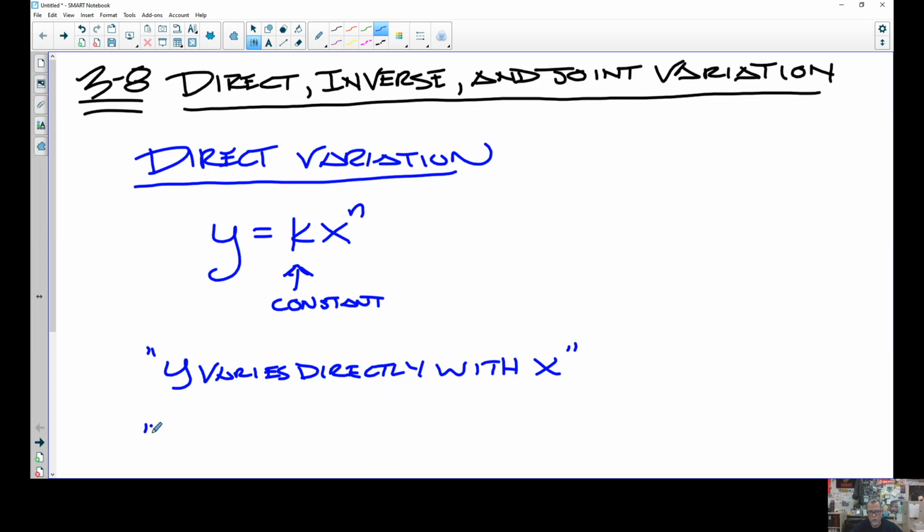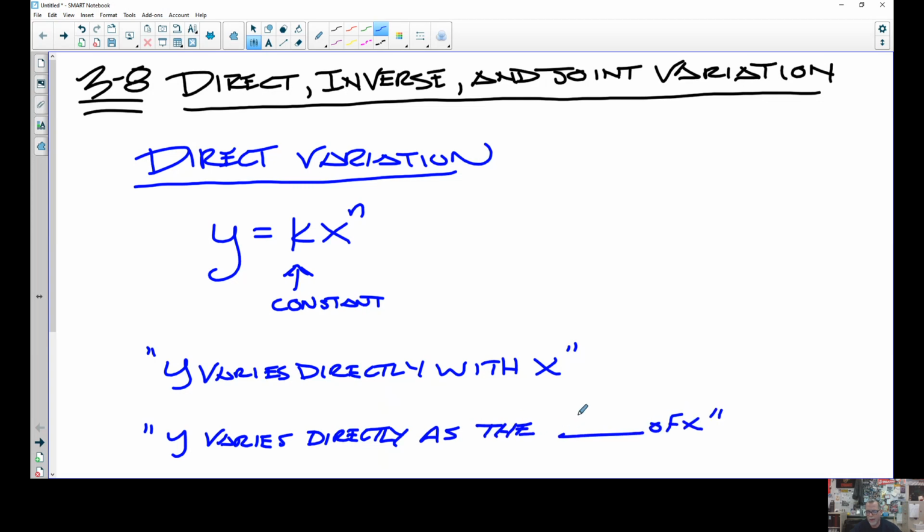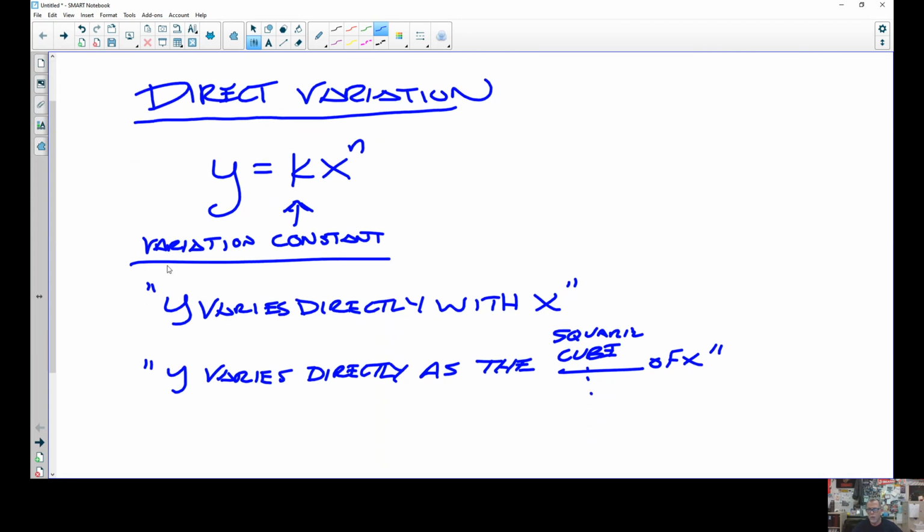If n is other than 1, we would say y varies directly as the blank of x. Now, when I say the blank of x, that could be the square of x, the cube of x, any power of x, basically. Now, when I say constant, this is in more complete terms. We call this the variation constant because we're talking about a direct variation. So when we talk about k, we're talking about that variation constant. So that's your most basic one.